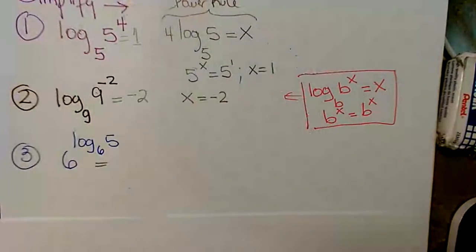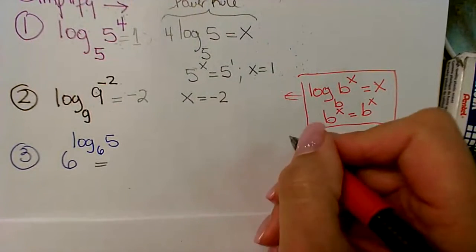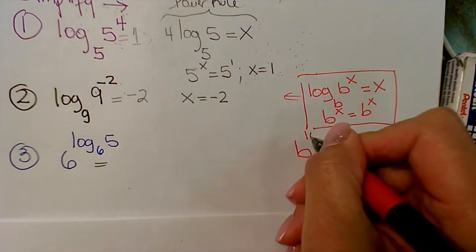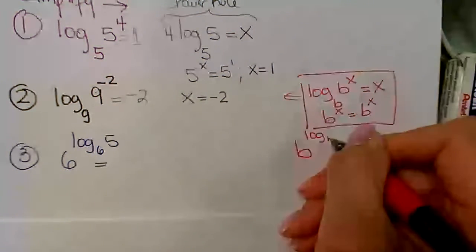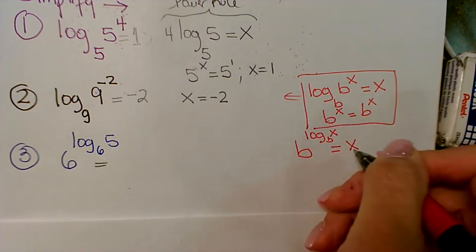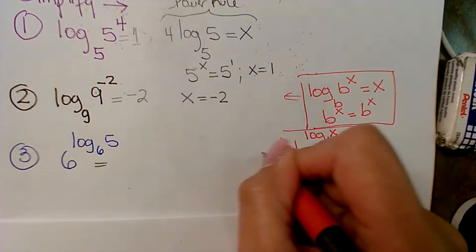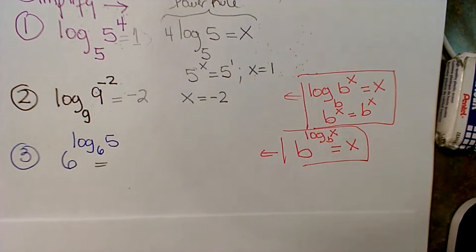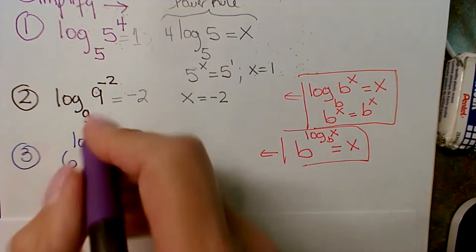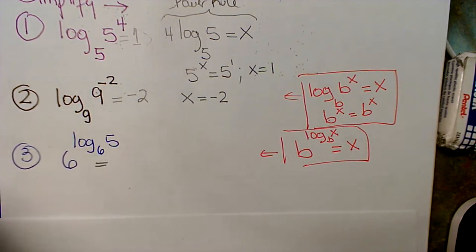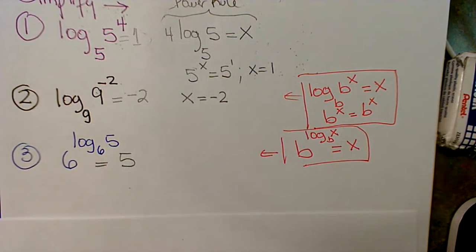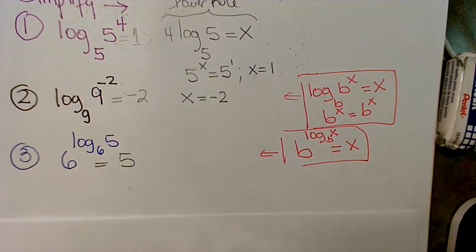And we're going to be using, I'll write it down here, b to the log base b of x equal to x. That's the one that I'm going to be using there. So what is it? 5, right? Just keep all these properties handy.